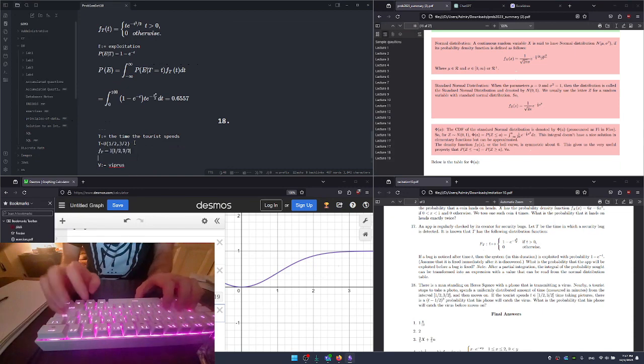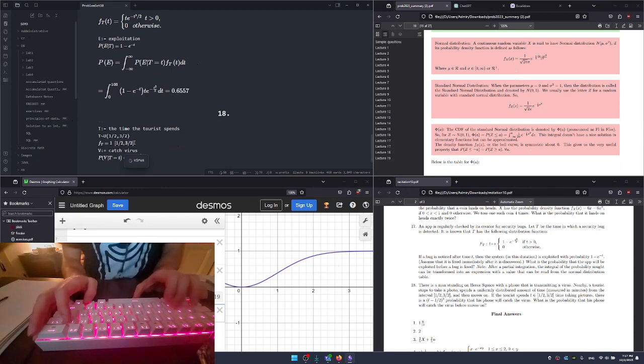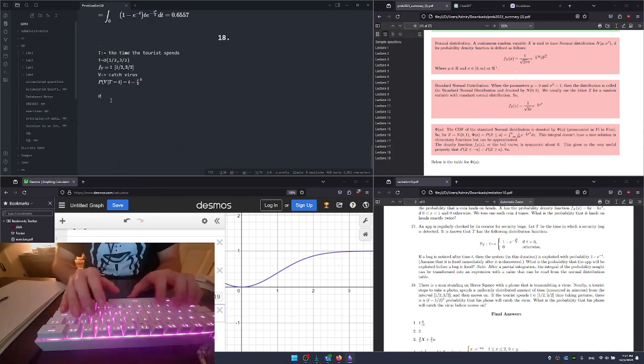Well, we can do this, I guess. In this region, and then we have virus, catch virus given this, so now we use the law of total probability. So P of V, catching a virus, completely.